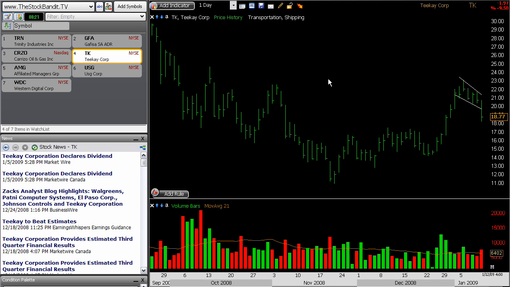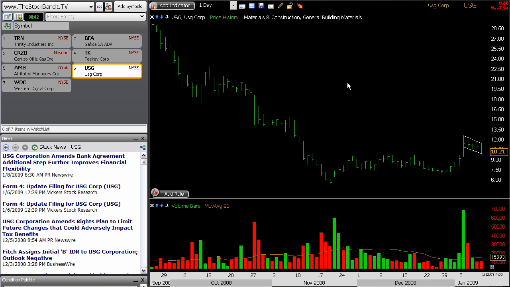Now, a rest or a pullback in the midst of a bull flag pattern is perfectly okay, and that's actually a good thing to see, so long as the pattern itself stays intact. So let me show you a few pullbacks today that stayed within those bull flags, which were entirely acceptable, and you'll see exactly what I'm talking about.